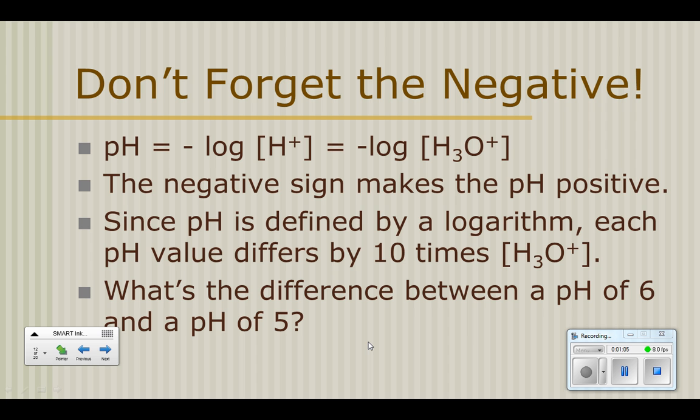All right, so hopefully you wrote something down here. The difference between a pH of 6 and a pH of 5 is 10 times the concentration of hydronium ion. And interestingly, because it's got this negative sign out here in front, negative 5 is larger than negative 6, because negative 5 is a bigger number than negative 6. And so this pH of 5 has a 10 times bigger hydronium concentration than pH of 6.